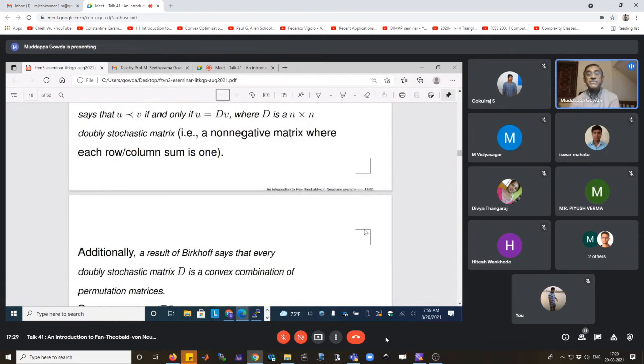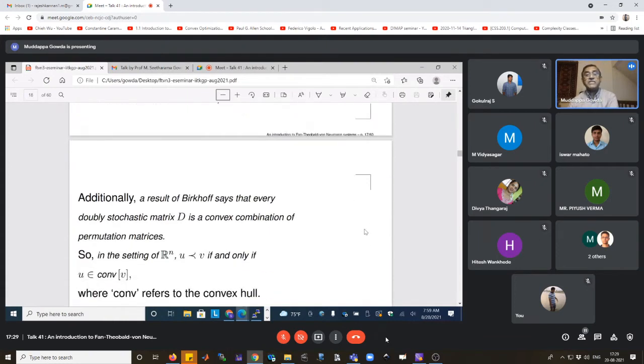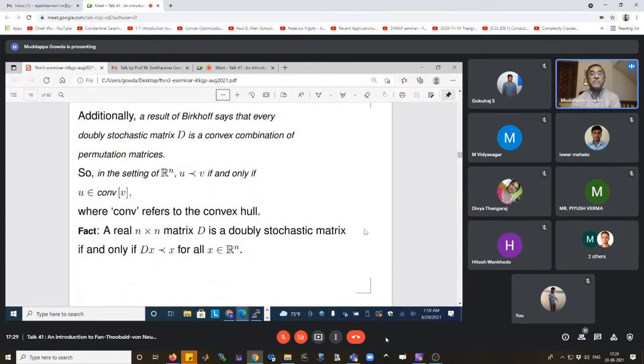Additionally, a result of Birkhoff says that every doubly stochastic matrix D is a convex combination of permutation matrices. This is also classical. You can find all these things in Bhatia's book. So, in this setting of Rn, u is majorized by v if and only if u is in the convex hull of the lambda orbit of v. And here, conv refers to the convex hull. It is in this form we are going to extend the concept of majorization in FTVN systems.